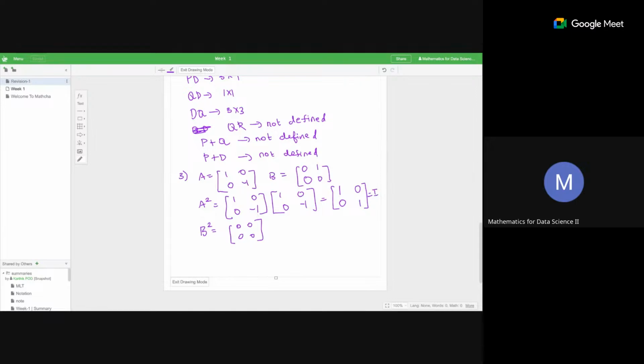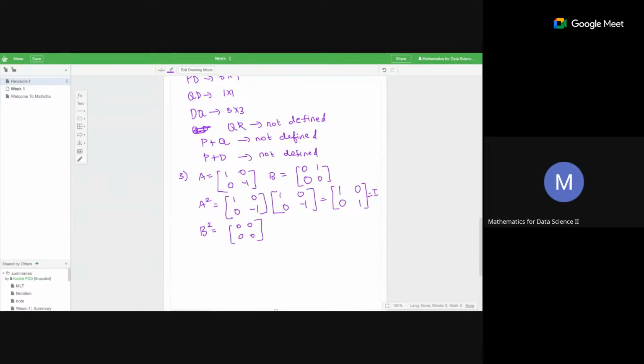But in the case of matrices, that is not the case. The product of two matrices can be 0 even if those matrices are not 0. The product of two matrices can result in a 0 matrix even if the original matrices are not null matrices. Clear? Fine?